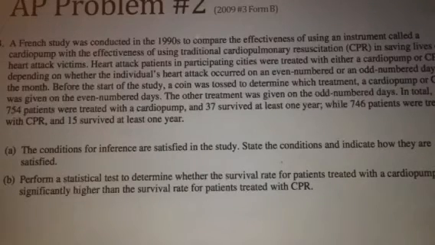Problem number 3 in the 2009 Form B AP test also focused on the topic in Chapter 10. A French study was conducted in the 1990s to compare the effectiveness of an instrument called a cardio pump with the effectiveness of using the traditional CPR in saving lives of heart attack victims. Heart attack patients in participating cities were treated with either a cardio pump or CPR depending on whether the individual's heart attack occurred on an even number or an odd number day of the month.